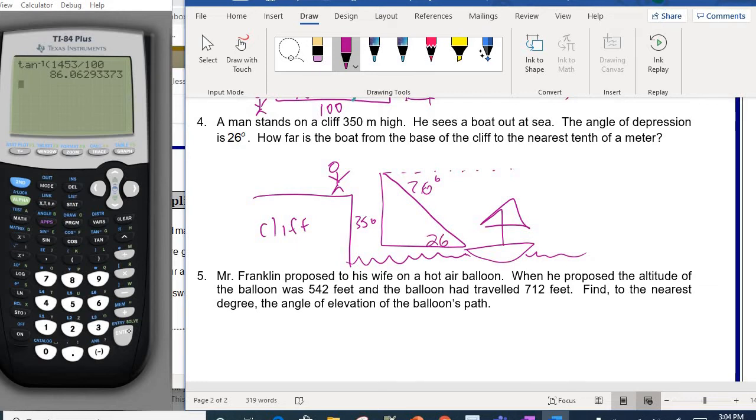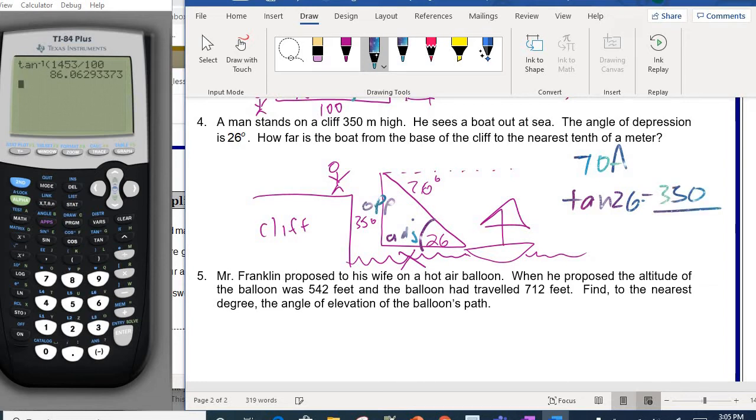And the question's asking how far is the boat from the base of the cliff. So the X is going to be on that lower part of the triangle. From the 26 inside the triangle, the 350 should be opposite, and the X would be adjacent. So that's the TOA, isn't it? That's the tangent. So the tan of the angle is equal to the opposite over the adjacent.